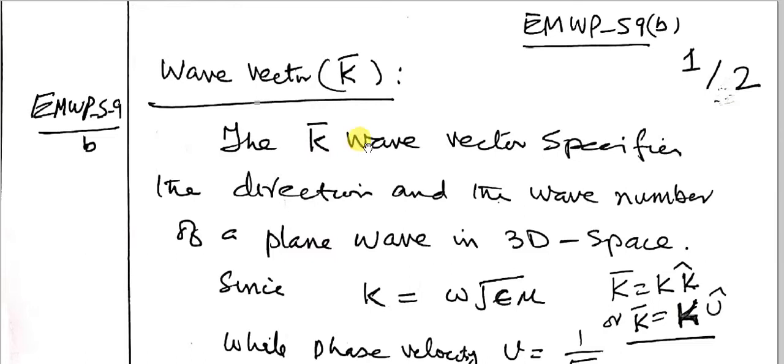It was mentioned in the earlier first topic, the propagation of wave in a non-conducting medium, where we defined that K is a wave vector. So it is a short topic, just emphasizing what the wave vector is about. The wave vector K specifies the direction and the wave number of a plane wave in 3D space.